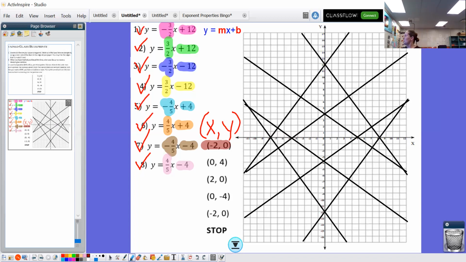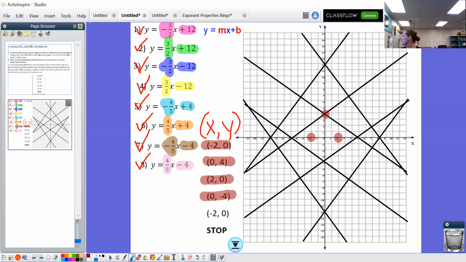Okay, so starting at 0, 0, you're going to move back 2 and up 0. That's that point right there. So go ahead and plot that point. The next point is over 0 and up 4. So we're going to go back to the origin, go over 0 and up 4. Then you're going to start at 0 and go over 2 and up 0. That's that point right there.